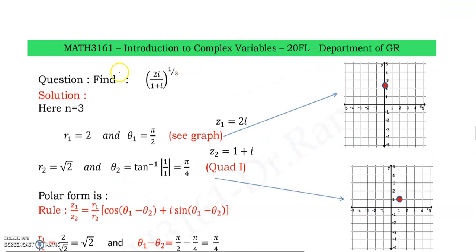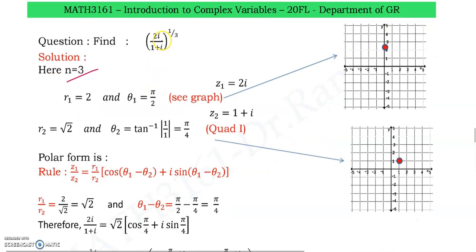Now you see here, find 2i over 1 plus i, to the power 1 by 3. Here this is the third root, so n is equal to 3. Two complex numbers are given in the question, one in the numerator and one in the denominator. In the numerator, z1 is 2i, so find r1 and theta 1 to write it in polar form. Now z2 is 1 plus i in the denominator, so write r2 and theta 2.